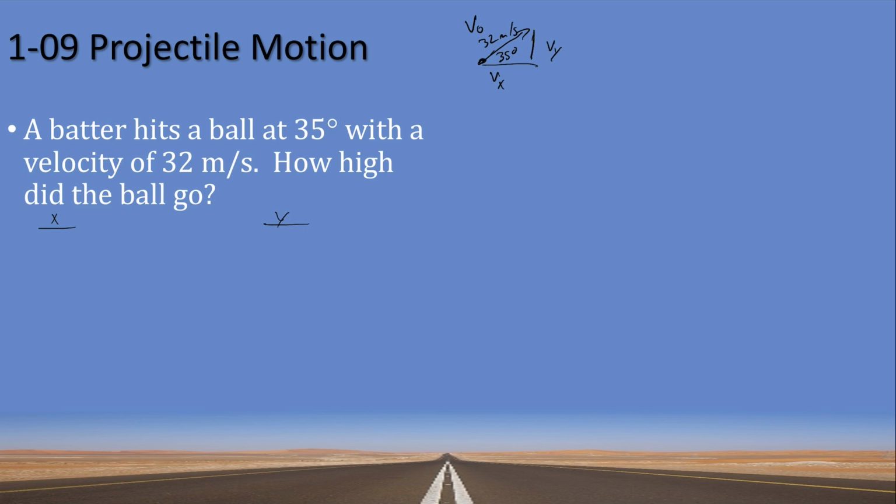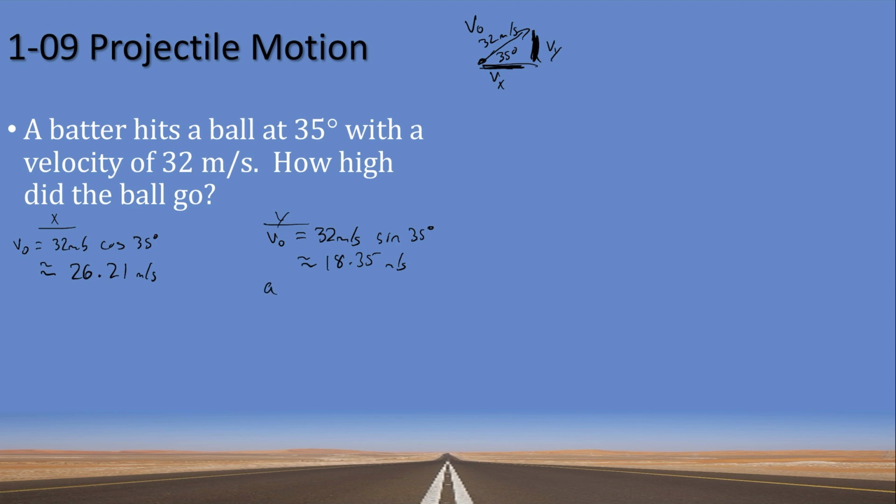Our x velocity is going to be the adjacent side of this triangle, so it'll be cosine. So our initial velocity in the x would be 32 cosine of 35, or about 26.21 meters per second. Initial velocity in the y, that's opposite the angle, so it would be sine. So it would be 32 meters per second sine of the angle, or about 18.35 meters per second.